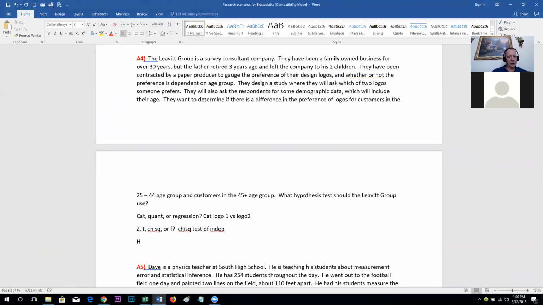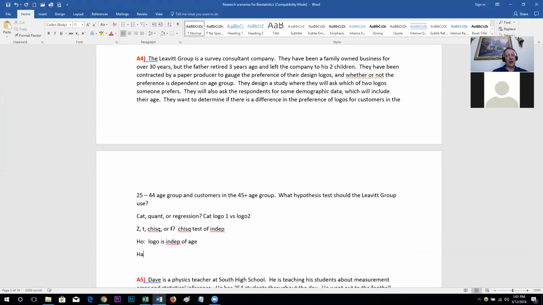H sub 0. Then you're going to say that logo is independent of age. And your alternative hypothesis is logo is not independent of age. Okay.